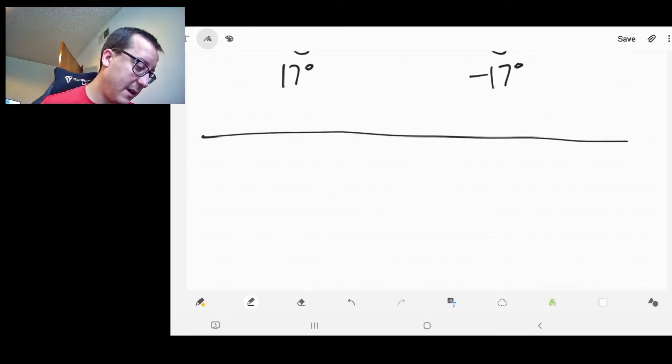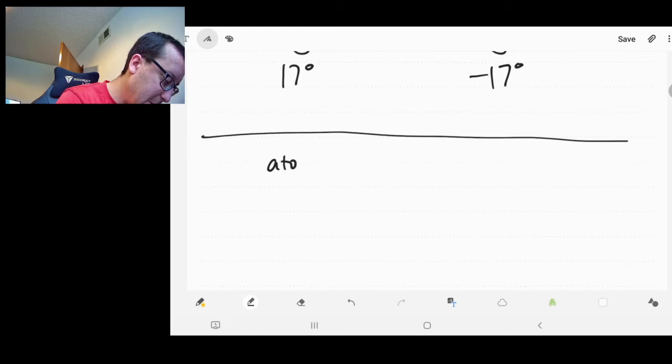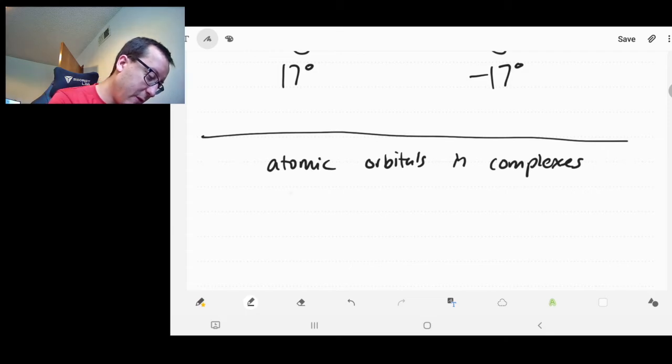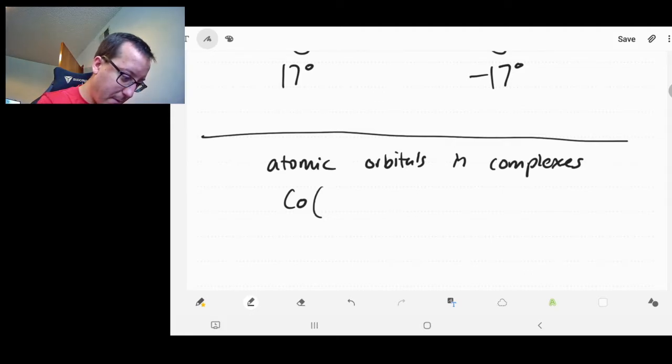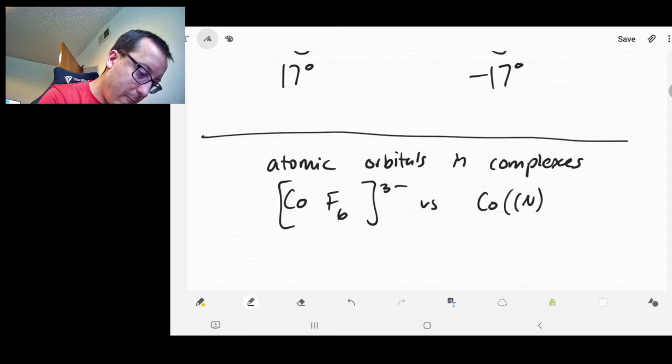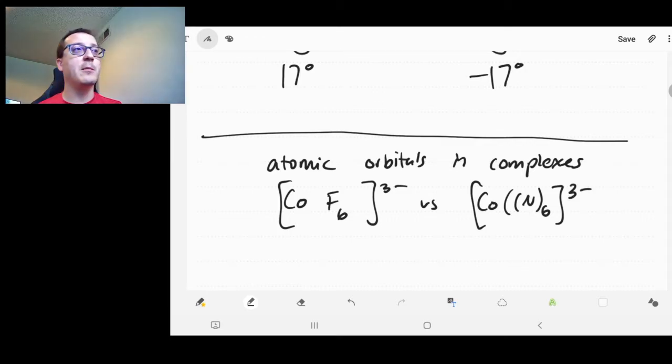However, something that will be important here is molecular orbitals, or rather atomic orbitals, in complexes. Let's move on to other things. So if we're going to take a couple of example molecules here, let's look at these two complexes.